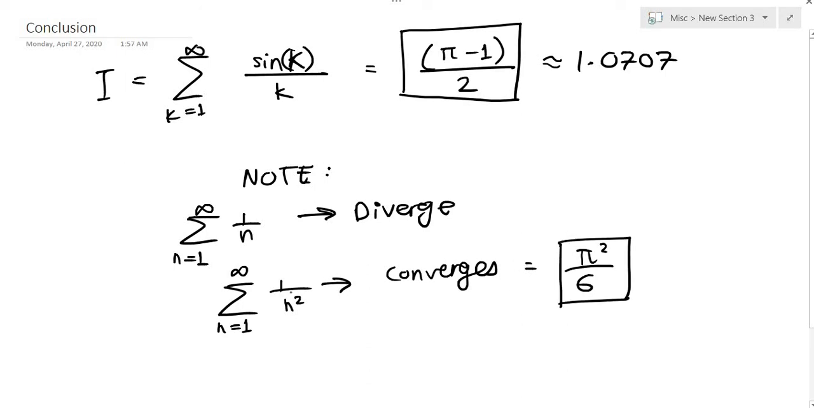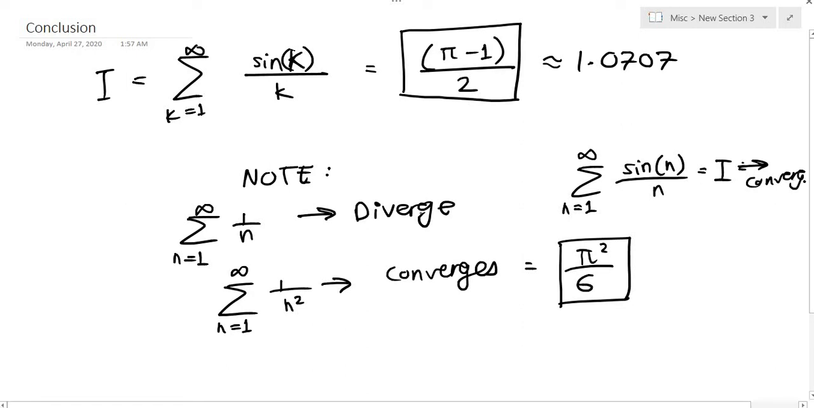So just a small change, in this case squaring, or even, like our problem now, if instead of a 1 we write sine of n over n, basically our problem I, even that converges. So these small changes can make a divergent series converge. So that's a really interesting observation.